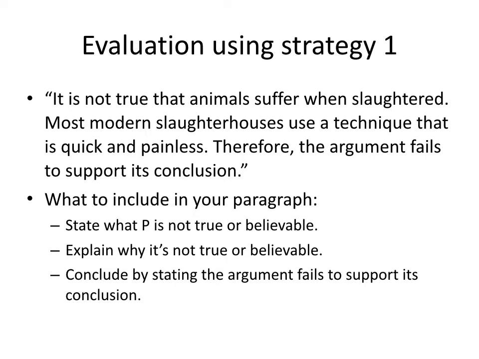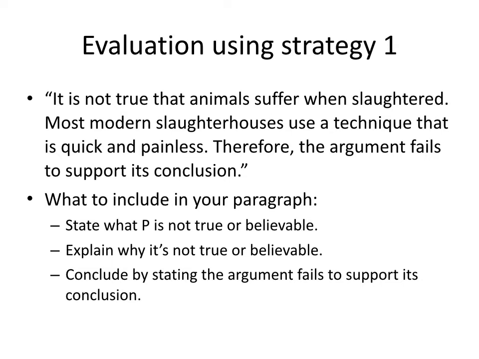So if I want to show that the argument is not successful, I need to attack one of the key premises. So that's what's happening here in this example of an evaluation write-up. This is what you would actually write for me if I ask you to perform argument evaluation on a homework assignment or in a test. All you have to do is pinpoint the key premise that you want to show is false or not believable, explain why it's false or not believable, and then conclude that the argument has failed.